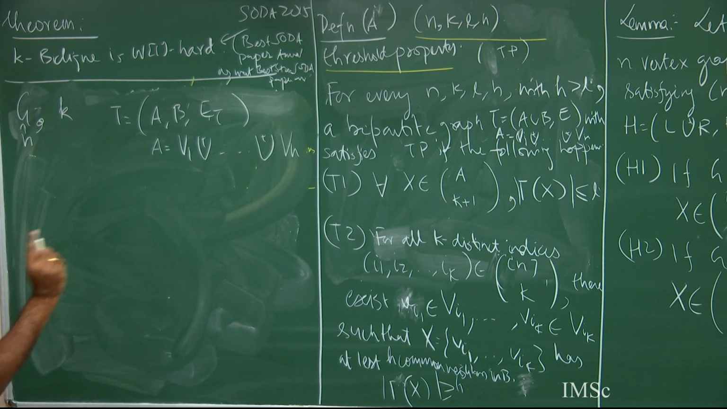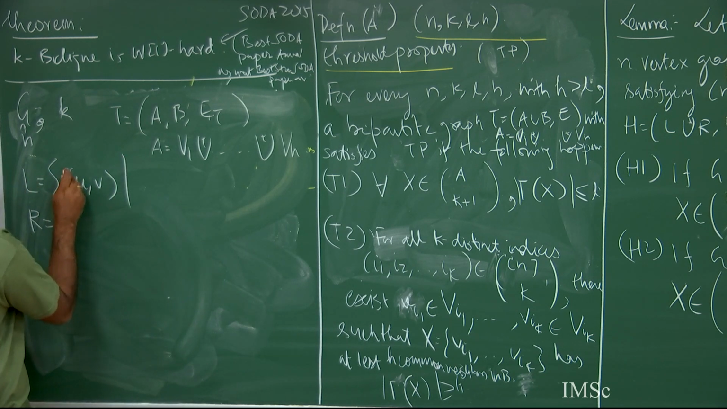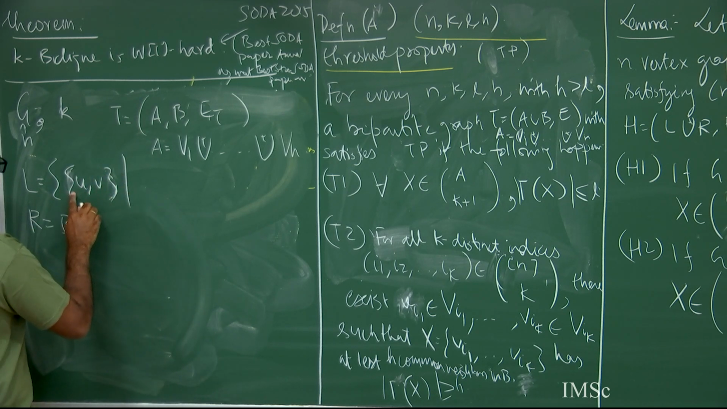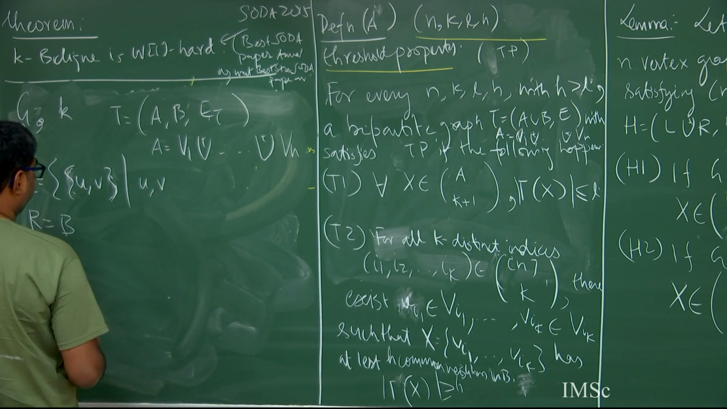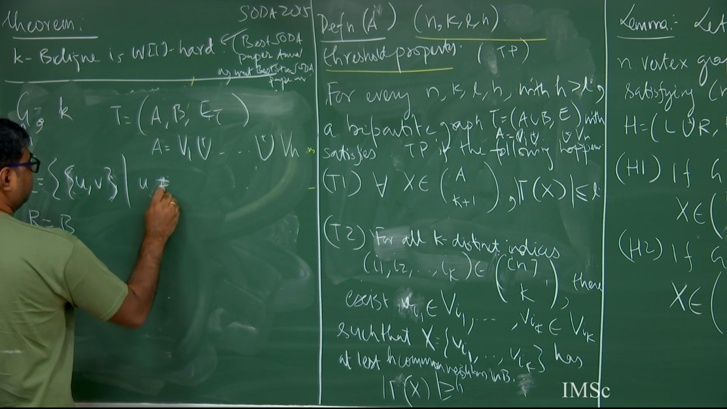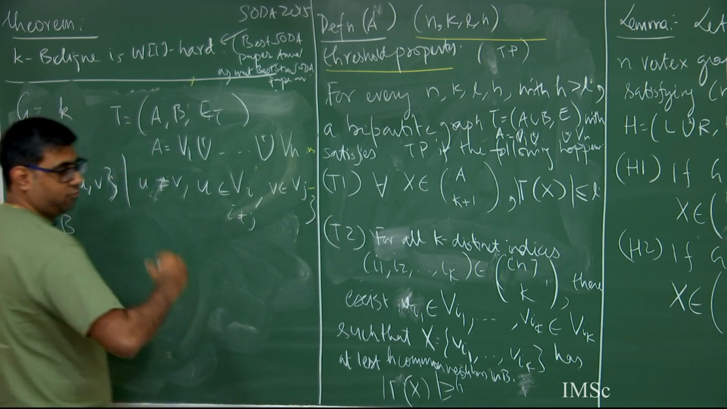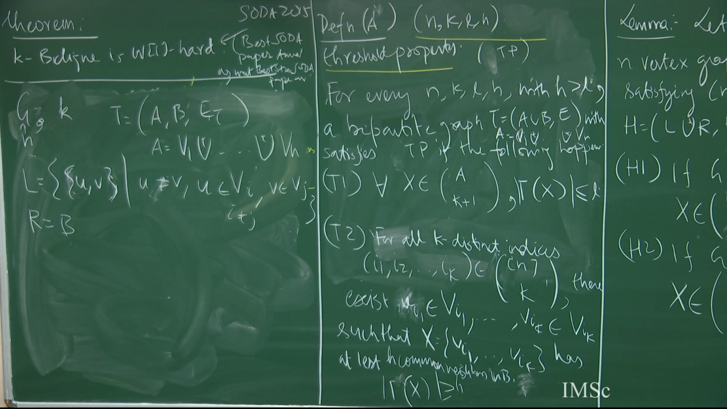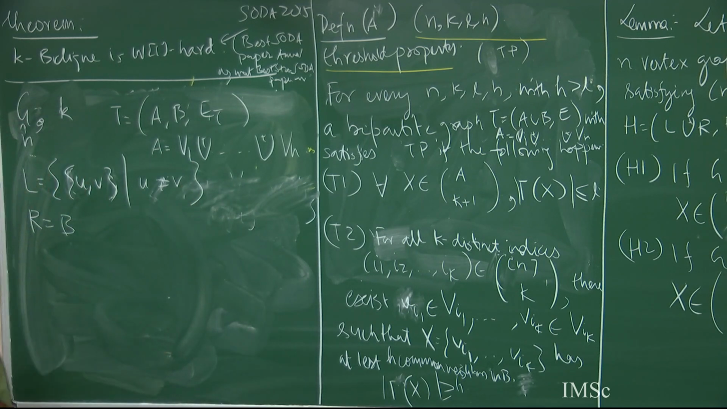So now I have to describe what L is, what R is, what A is. Since I have already decided what R is going to be, R is equal to B. So R is not going to change. And what is L? That also I gave you already. It's basically tuples U comma V, with U not equal to V. Earlier I thought of requiring U in Vi and V in some Vj with i not equal to j, so only when they are in the cross, but it wouldn't matter much. Just let U not equal to V. This is all that I did.